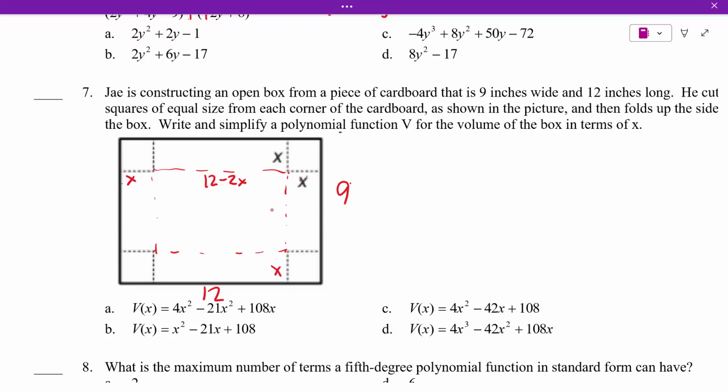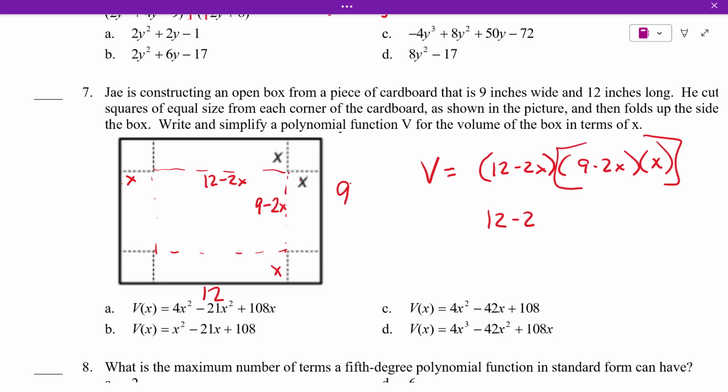If it was 9, you take away an x, you take away an x, now it's 9 minus 2x. So the new volume formula is the length, 12 minus 2x, times the width, 9 minus 2x, times the height of x. Okay? If we multiply these two together first, it is 9x minus 2x squared.